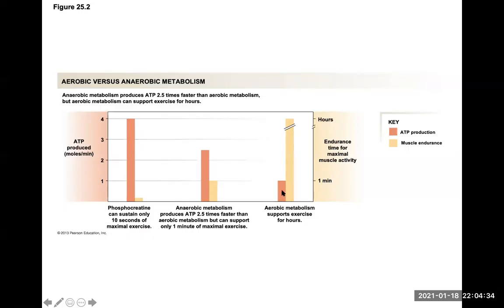So, aerobic metabolism, although ATP production goes way down, you can sustain this for lots and lots of time. Aerobic metabolism can support exercise for hours. Think about long distance runners, right? They can literally run for hours on end with plenty of energy to do so. So aerobic metabolism is obviously where you guys are going to spend the majority of your time.